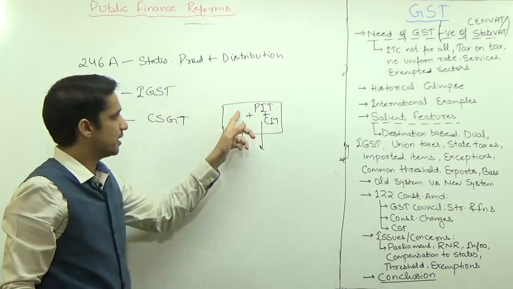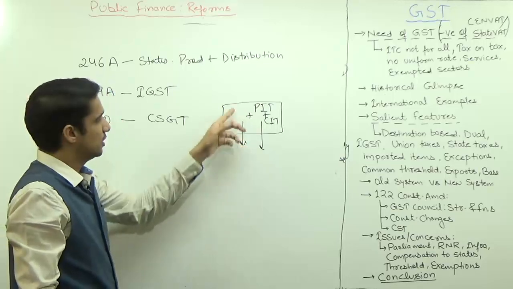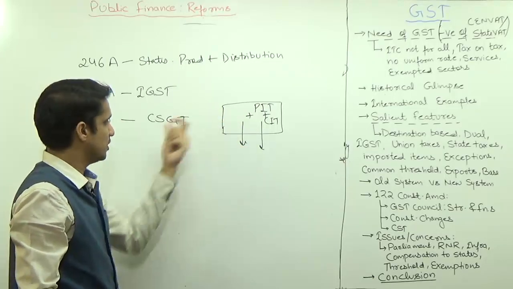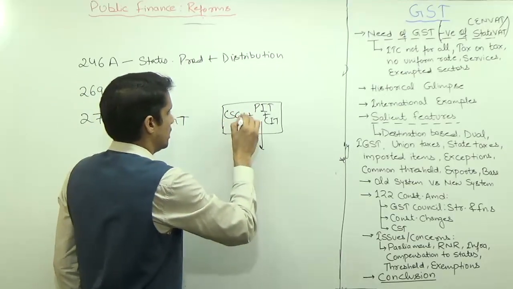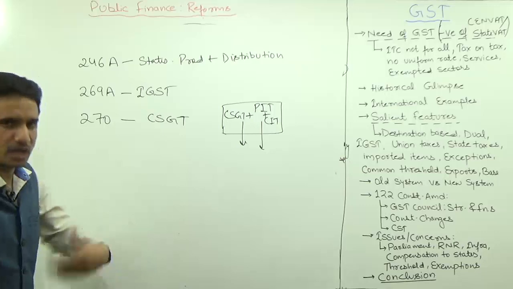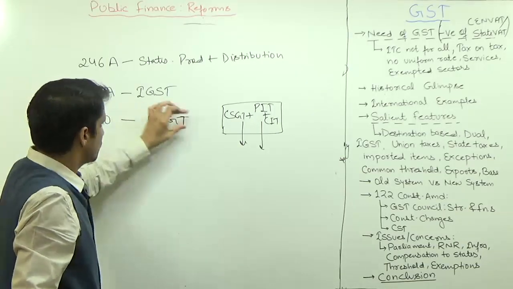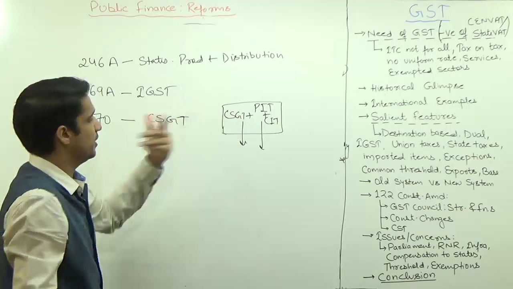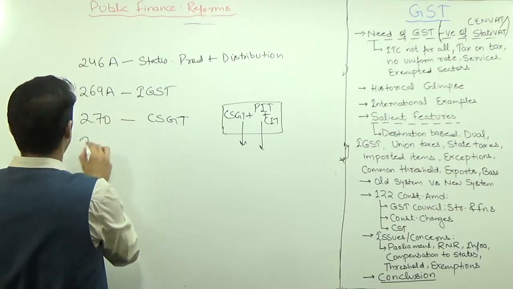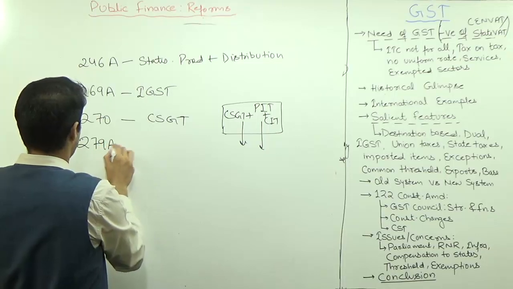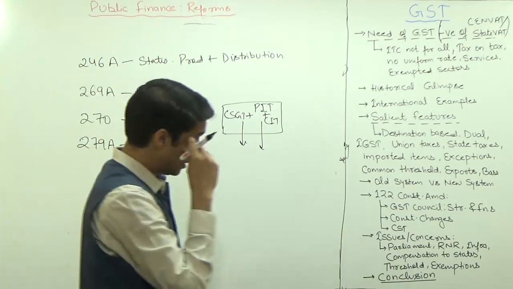Right now we have customs, excise, service and all. Because excise, service and all that has been replaced by CGST, CGST will come here and that will be shared with the states on the recommendation of the Finance Commission. So the new tax CGST will be added, others will be removed. Then there will be 279A that we discussed, that is, the GST Council will come.